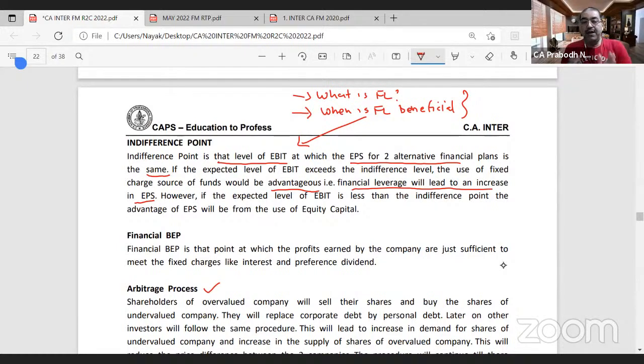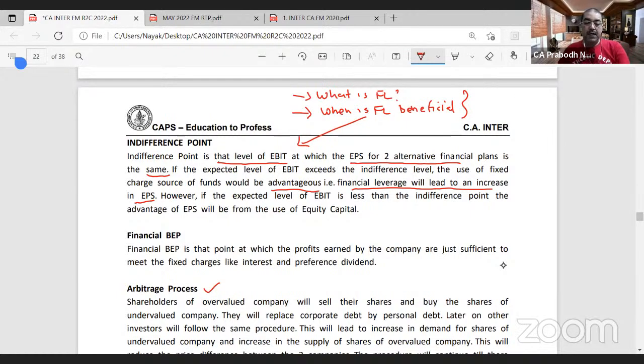So in the question they ask you, what is financial leverage? That you can explain. But when is financial leverage beneficial? Indirectly they are asking the indifference point concept. So financial leverage is beneficial when your expected EBIT or your actual EBIT is higher than the indifference point.